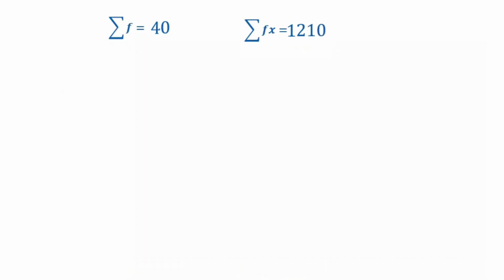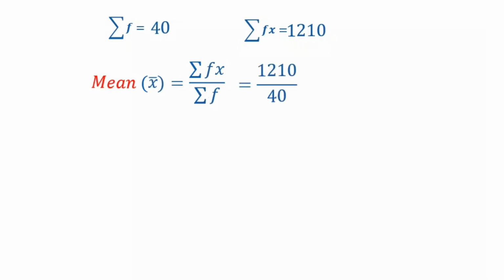We know from our previous video that our mean, which is represented by x bar, is given as sigma fx divided by sigma f. So once we have these values, we just do substitution and we are good to go. So our mean is given as 30.25. All right, that is our mean.